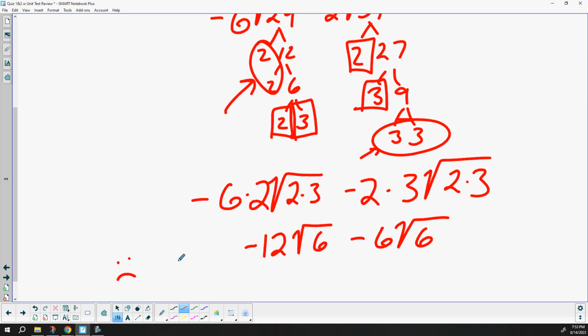Anyway, negative 12 minus 6, because these are like terms, would be negative 18. There we go.